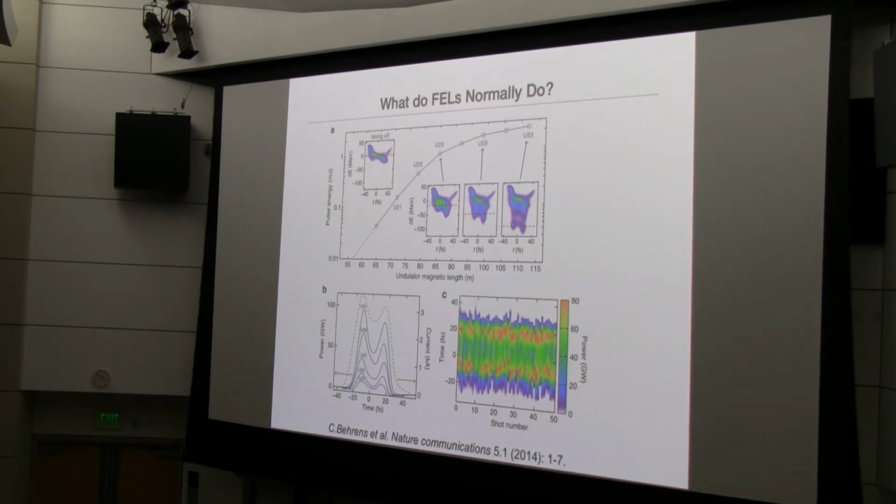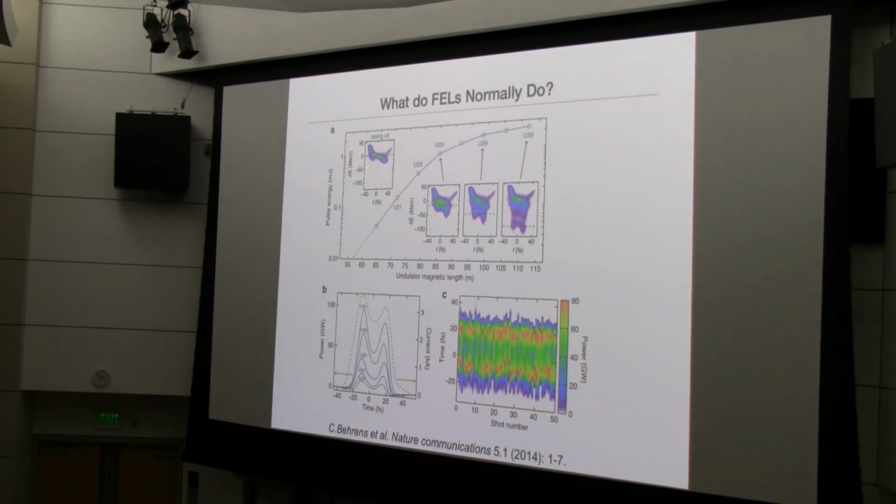But what does it normally look like? You typically have pulses in the tens of femtoseconds. That's if you just go to the control room and ask the operators to do what LCLS normally does. You get pulses that look more or less like this: about tens of femtoseconds in duration with peak powers in the tens of gigawatts.